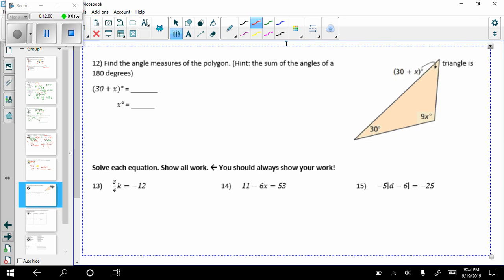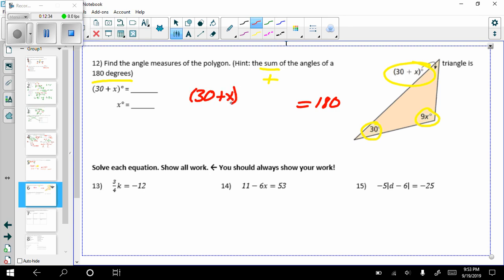Next problem. Find the angle measures of the polygon, and it gave you the hint right here: the sum, so we're adding things, of all the angles in the polygon equals 180. A lot of you did really, really well on this. At least you got equals 180. I saw a lot of that. All you had to do is just add up all these different parts. The sad thing was a lot of people had trouble doing that, which is something that we should be a little better at.